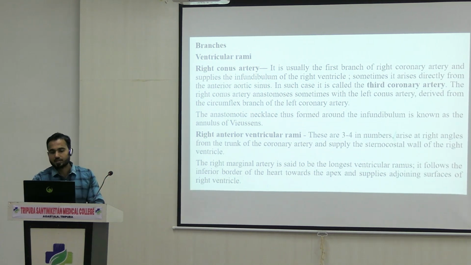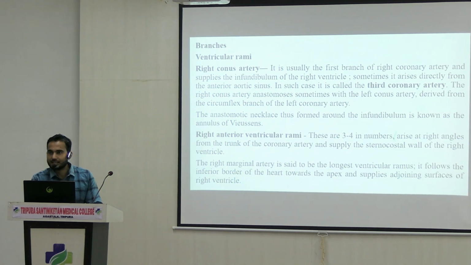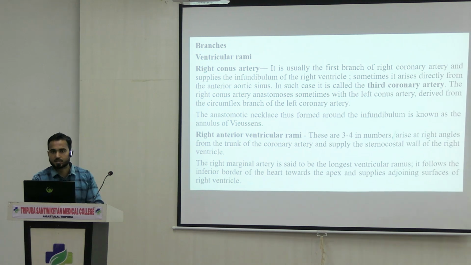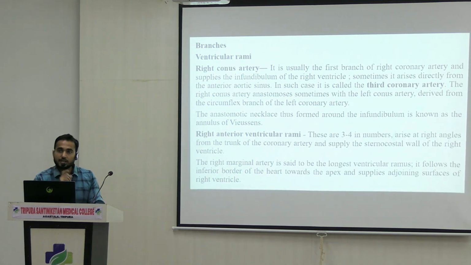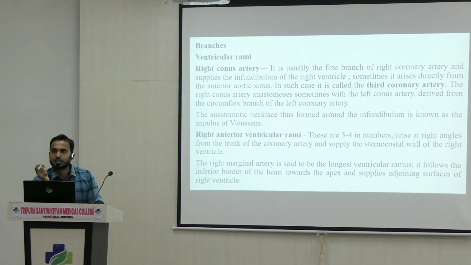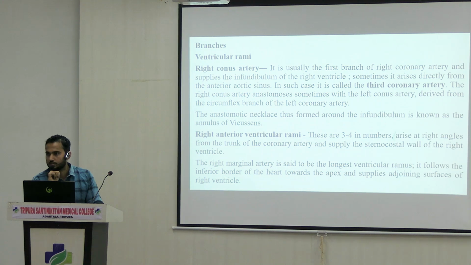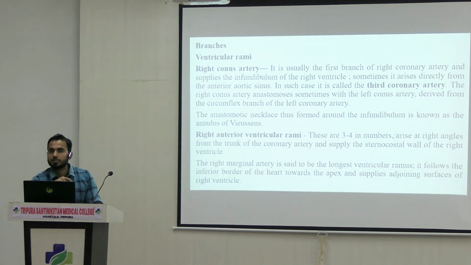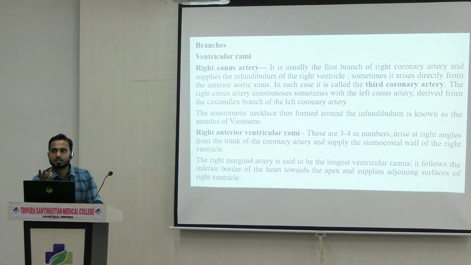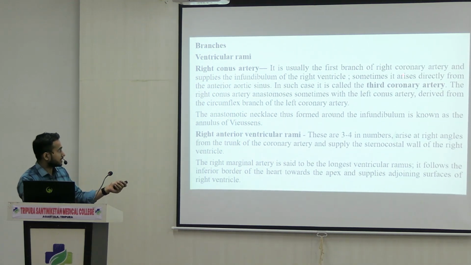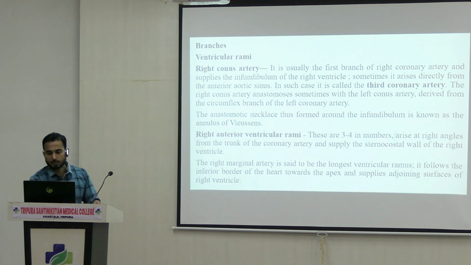Now sometimes this right conus artery directly arises from the anterior aortic sinus, in some cases, not always. If this right conus artery is arising from the right anterior aortic sinus, in that case it is called the third coronary artery. In the beginning I mentioned, if I ask you which one is the third coronary artery, this is the third coronary artery, the right conus.